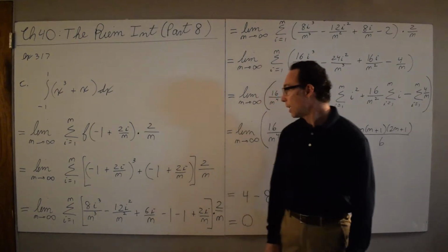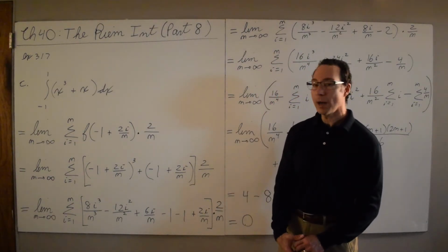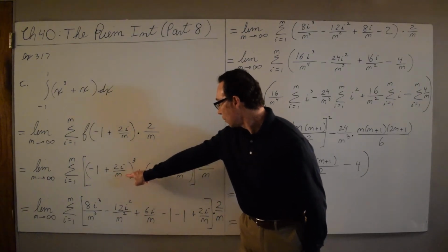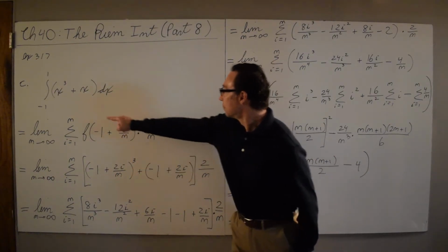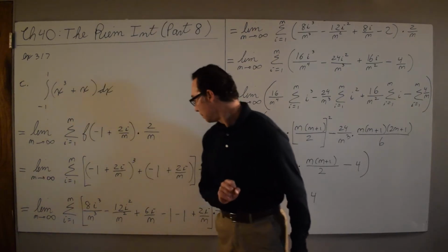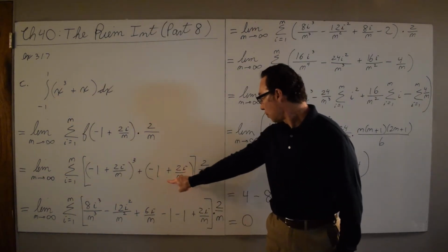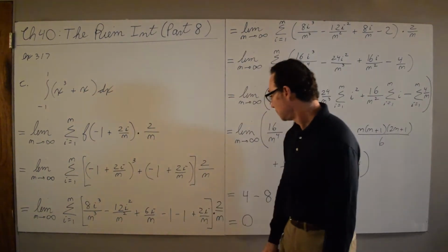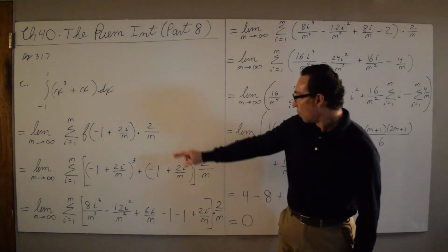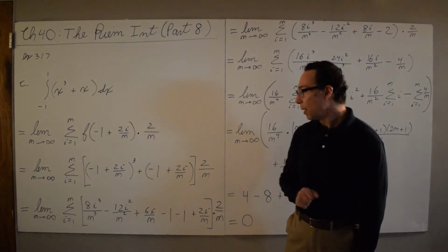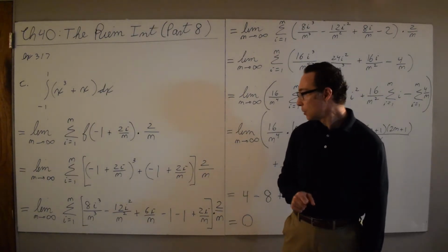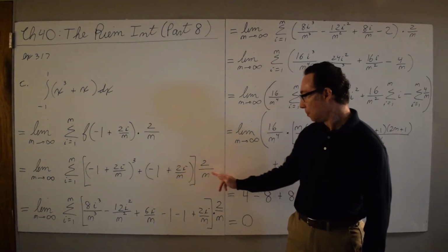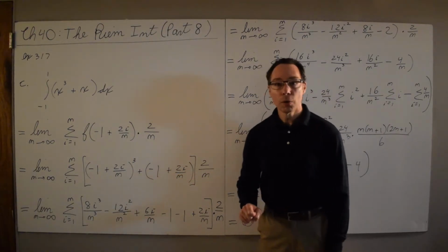And so we have f of -1 plus 2i divided by n. We have (-1 plus 2i divided by n) cubed. That is the x cubed part. Plus -1 plus 2i divided by n. That is the x. And we're multiplying by 2 divided by n. So we take the limit as n tends to infinity of the sum i equals 1 to n of this term. And now we do some simplifying algebraically.